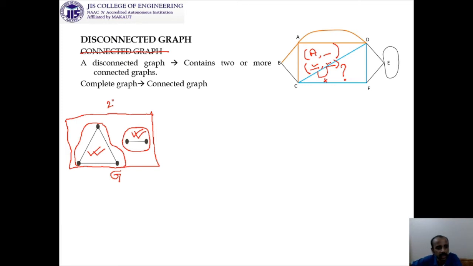So let us test another example. If we take a complete graph, the question is, is it a connected graph? Obviously it is a connected graph, because you can recall complete graph means a simple graph where every vertex in that graph is connected with all other vertices directly by an edge. My question is, if we take a connected graph, will it always be a complete graph? Let us check.